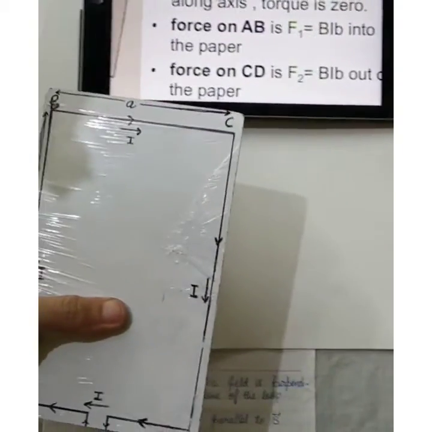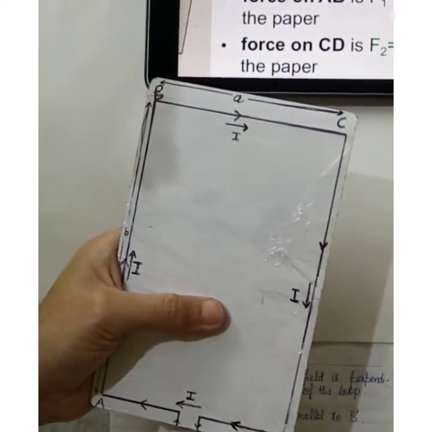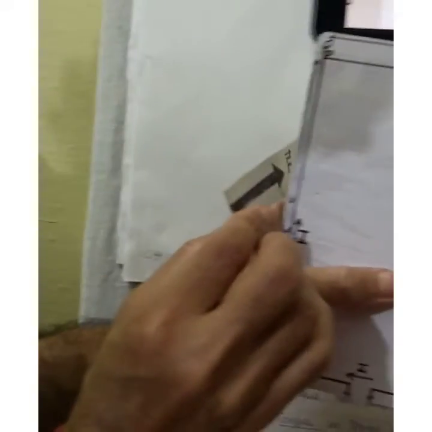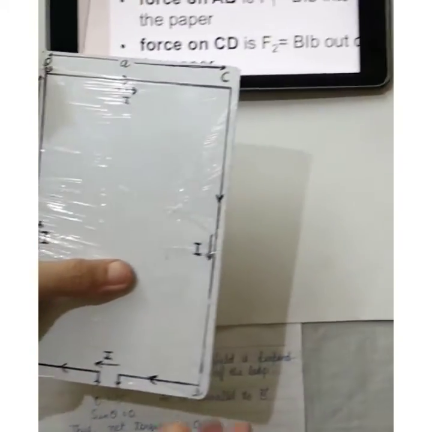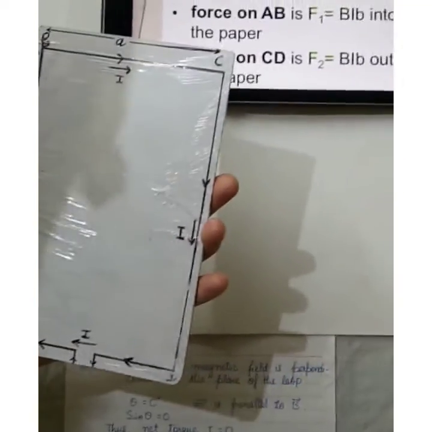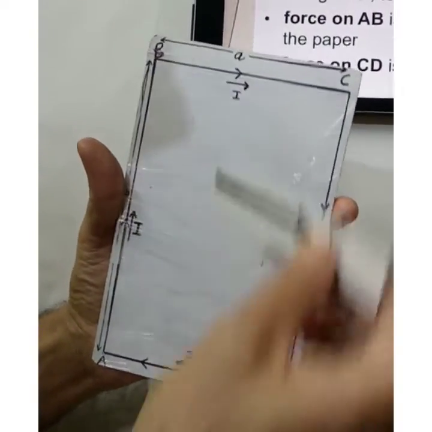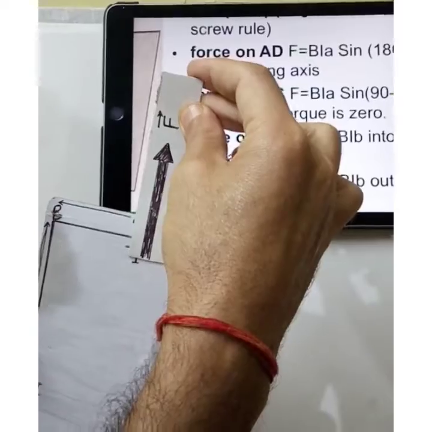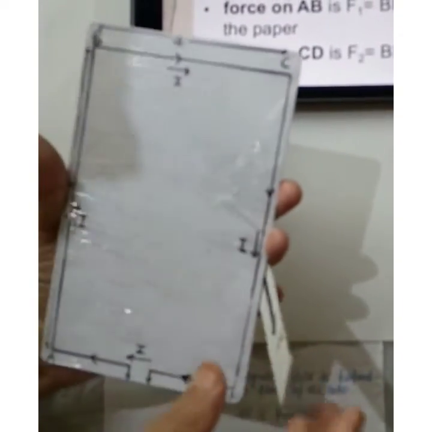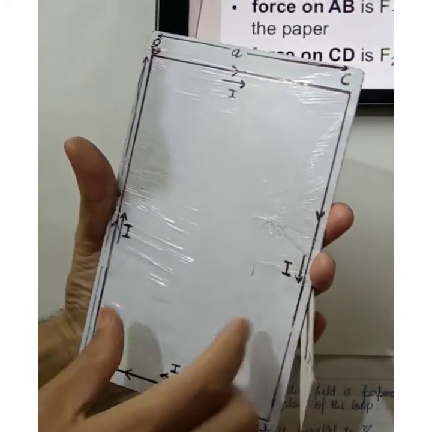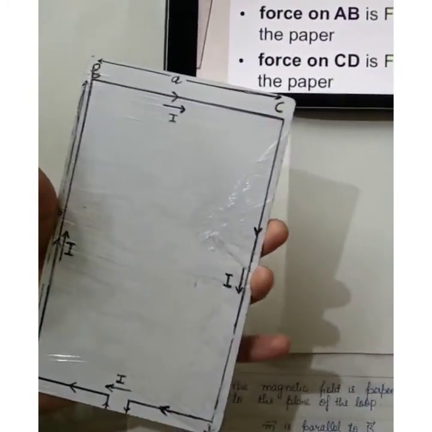Now there are two forces. One is out of the paper, one is into the paper. Do these two forces result into a torque? Definitely yes, because their lines of action are different. Previously, their line of action was the same, so it resulted into zero torque. But this results into a torque. How much is the torque, we are going to see now.